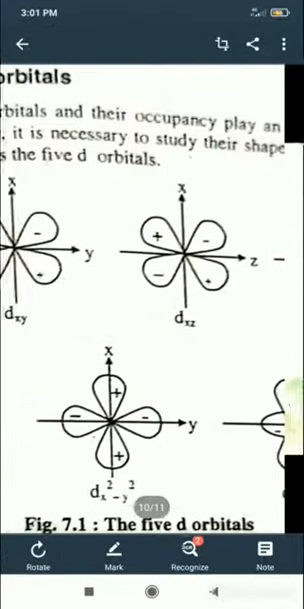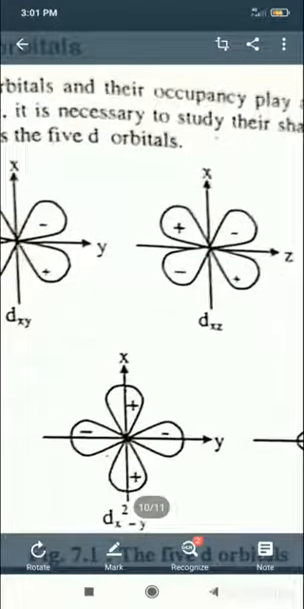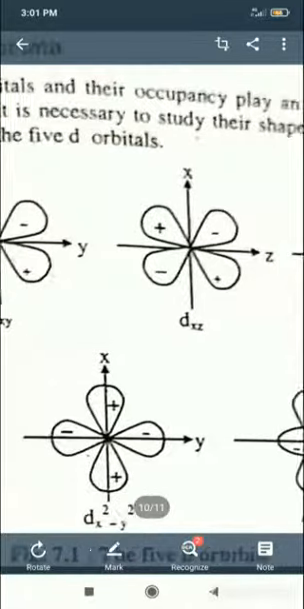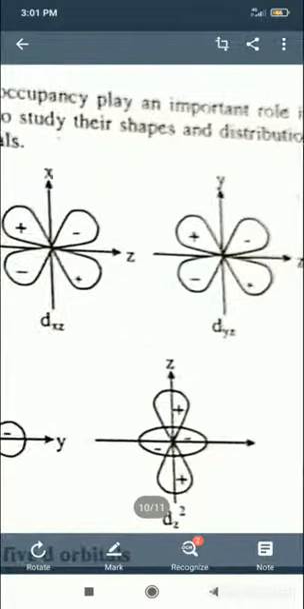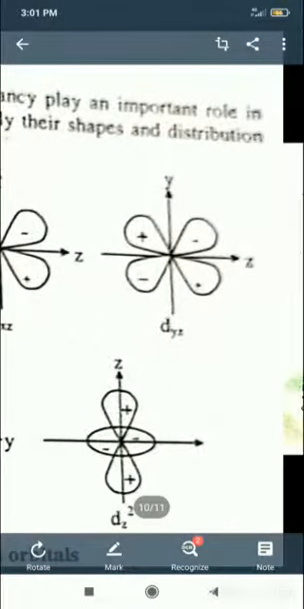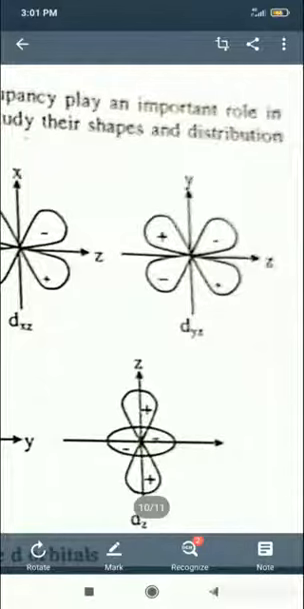Again you can see the second one, that is dxz. The lobes are present in between the coordinates x and z. That particular orbital is known as dxz. The third one is dyz. So what will be the position now? Lobes are present in between the y and z coordinates. So they are termed as dyz.